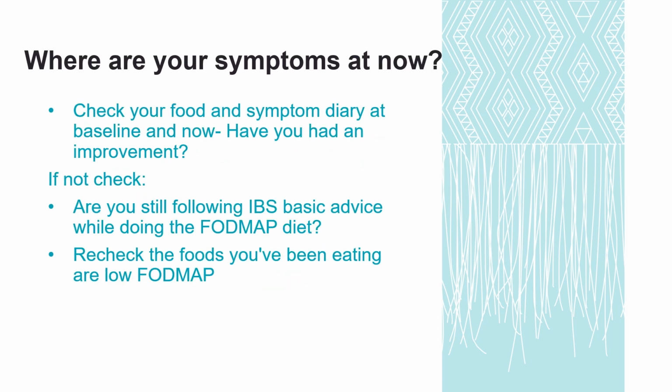So where are your symptoms at now? Just a bit of a recap to make sure we are all on the same page. By this stage you have hopefully had a formal diagnosis of IBS, implemented IBS basic strategies with little or no improvement, and then moved on to following the low FODMAP diet for about 4 weeks, and ideally you've seen an improvement in your symptoms. Hopefully you did a food and symptom diary prior to starting the low FODMAP diet.